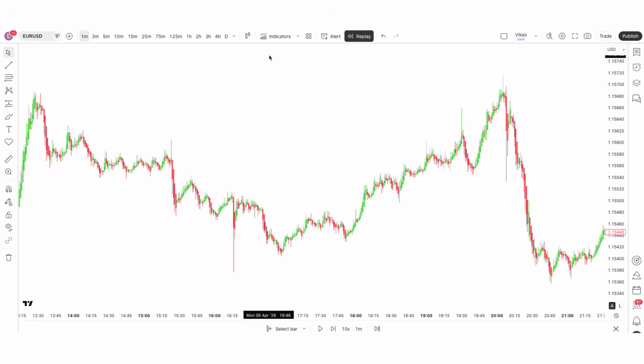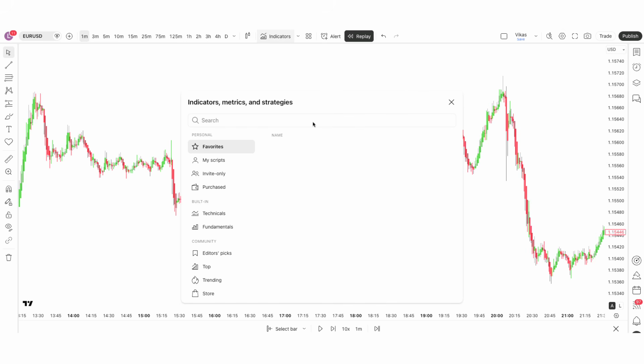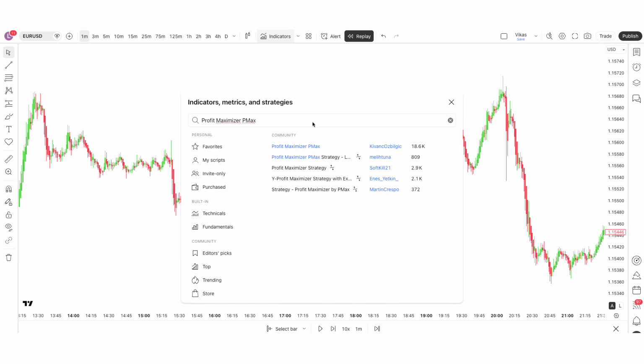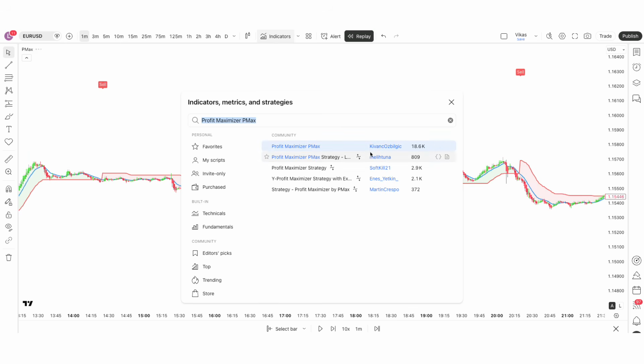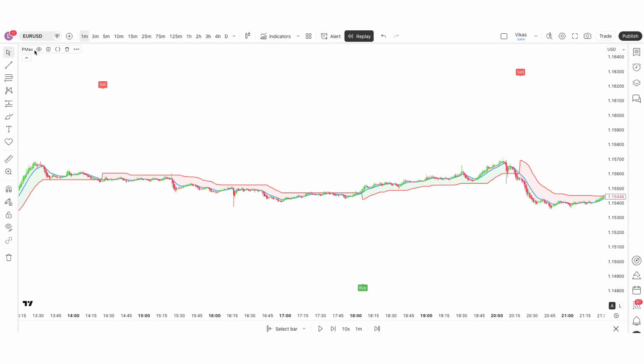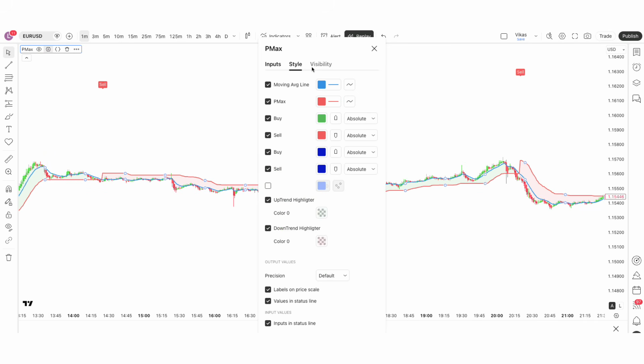And don't sweat the time frame either. Next, you'll want to find those magic indicators. Head over to the Indicators tab and search for the Profit Maximizer PMAX. Select the indicator made by Kivanc Ozbilgic and add it to the chart. Now change the indicator settings for perfect signals.